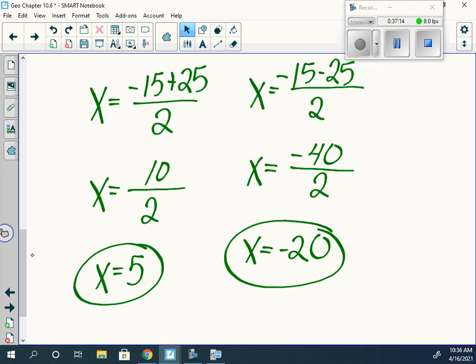This is number, I have to look and see. Example 3, use segments of secants and tangents. Now, since we're finding RS, well, we know any distance cannot be negative, so our only answer for this is x is equal to 5. X is equal to 5.